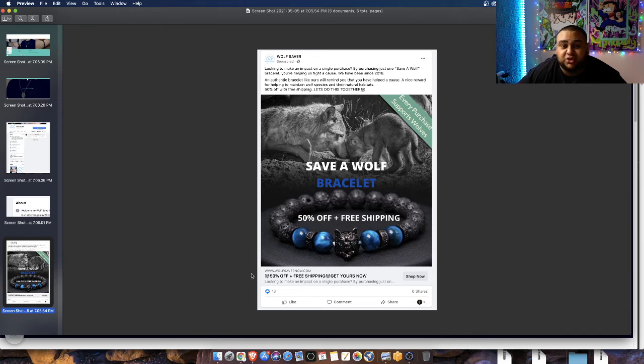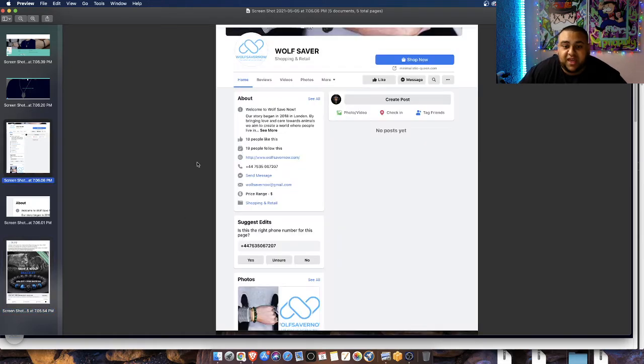And how they're actually going to help these wolves, right? I would change up some of the text, but that's a different story. So I went ahead and looked at the actual Facebook page, and it's got 12 likes. Or 19 likes. You could tell they're a brand new business. They're really not making any money.